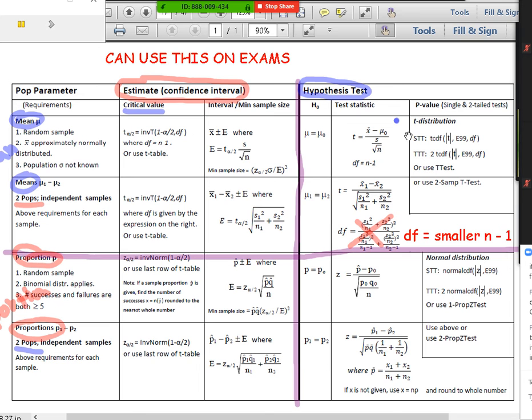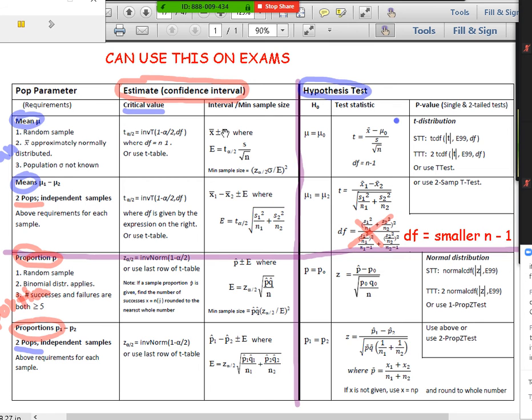What's up with the left side and the right side? What are the two different sides? One is confidence intervals or estimates, right? So all the formulas you need for confidence intervals are here on the left side. Your critical value, how to find that, and how to find your other stuff. What a confidence interval is, what your error is.